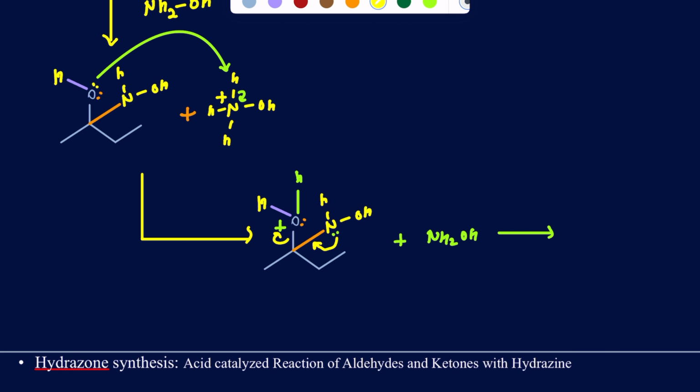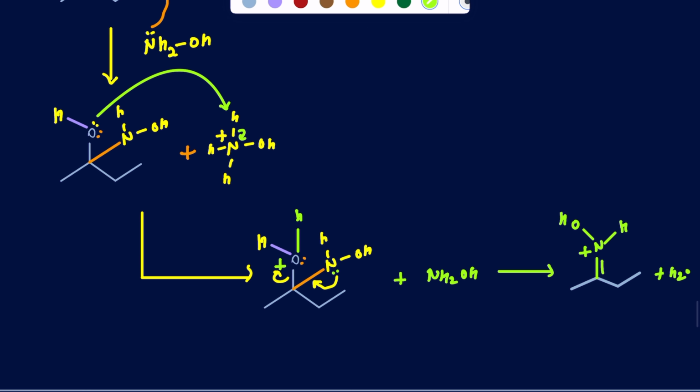Now I go ahead and make something that looks similar to an oxime, but not quite there yet. I still have a hydrogen there. I want to put the OH there because I want to make a trans instead of cis. Positive, and I have lost the water here. The last thing I want to do is just deprotonate that nitrogen.